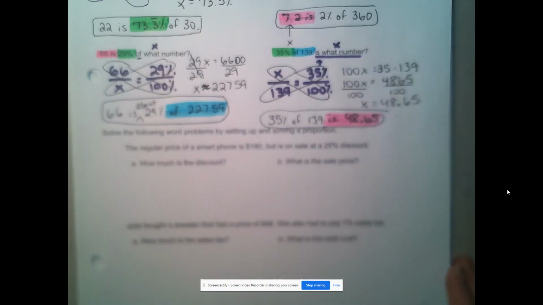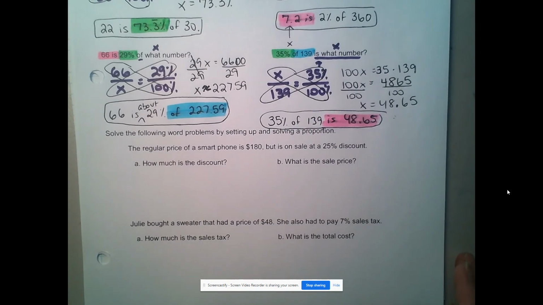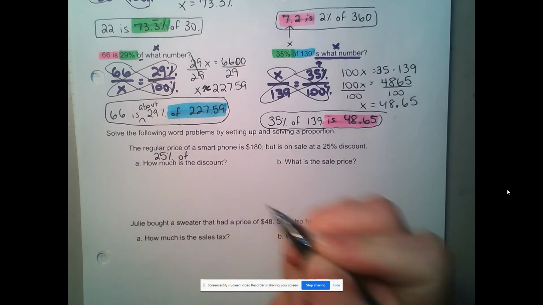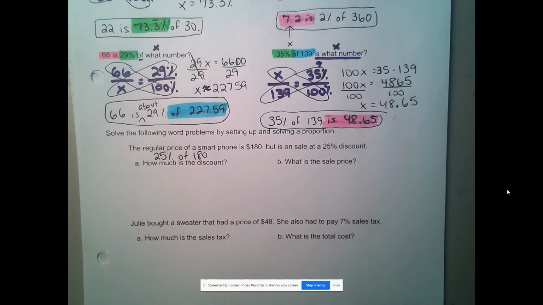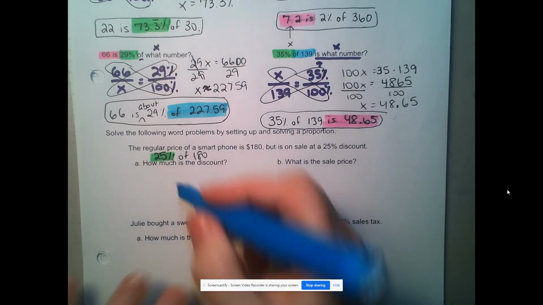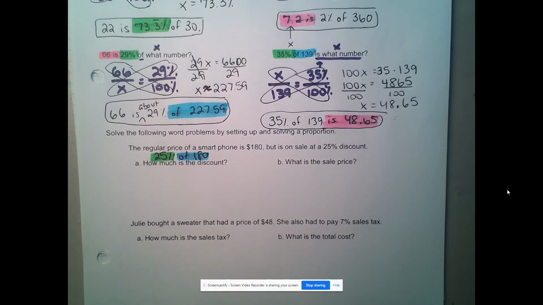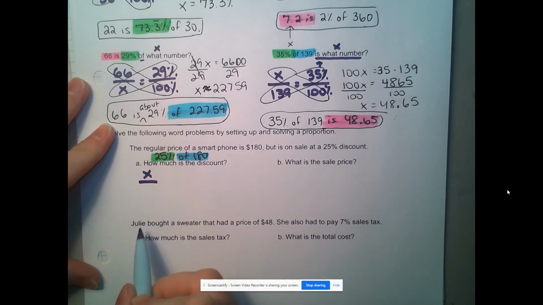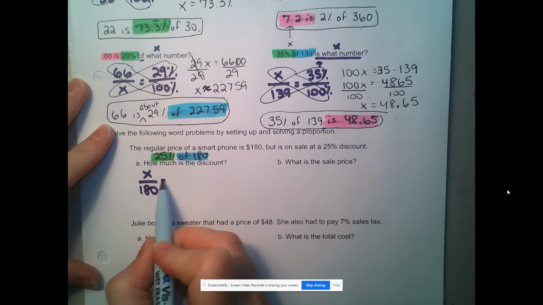Some real world stuff here. Solve the following word problems by setting up and solving a proportion. The regular price of a smartphone is $180, but it is on sale at a 25% discount. How much is the discount? So what they're really asking us to find is 25% of 180. We're trying to find how much they're going to mark this off by. So 25% has a percent symbol, and it's out of 180. The thing we don't know is the part they're going to take.